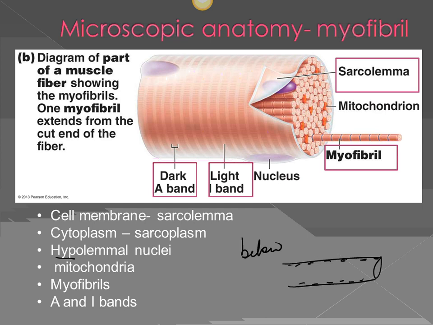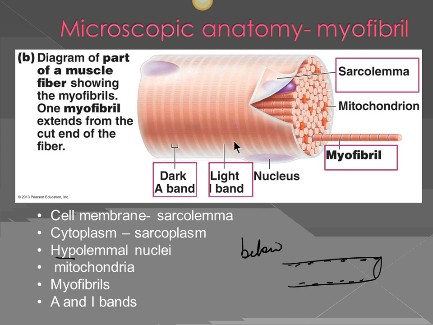Like any other cell, it has mitochondria because muscle needs energy and it uses oxygen to produce ATP. So lots of mitochondria are present. Here are some mitochondria seen. It doesn't show all the other cell organelles, which we'll see. It will have endoplasmic reticulum, which will be called sarcoplasmic reticulum instead of endoplasmic reticulum. So it has all of that too.